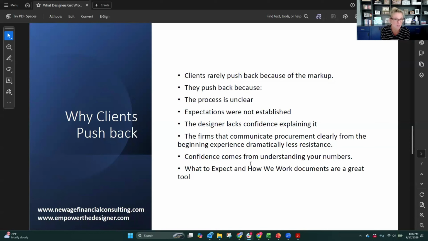What is the expectation? And not only what is the expectation, but can you explain to the client what and how your markup is structured? So what does that mean? What does the contract say that you're marking up by vendor? Does it say that you're a fixed markup? Does it exclude freight? Does it include freight? If you had to break it down for the client, could you explain it to them so they're very, very clear?